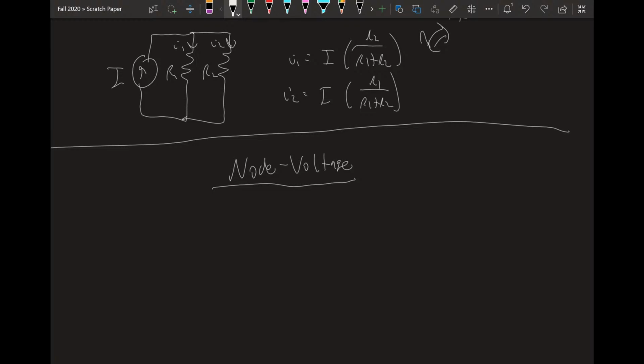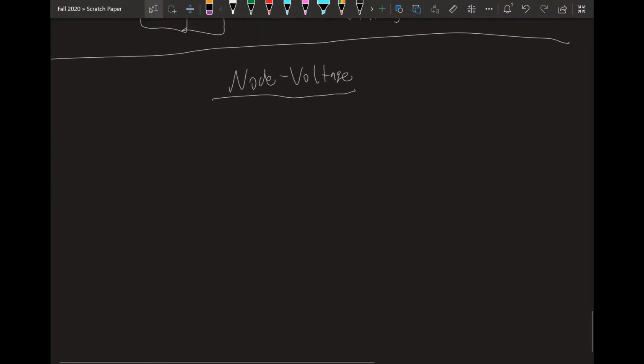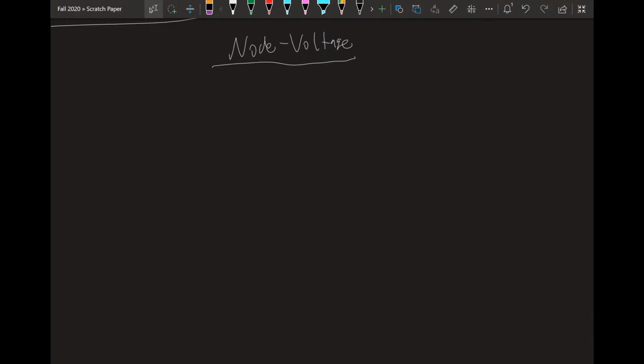Okay, node voltage. Just to break it down, this is how I choose to approach node voltage problems. It may be different from what the professors do, but I think one of the strengths of tutoring is seeing it from a student's point of view. So, okay, here are the steps I take.